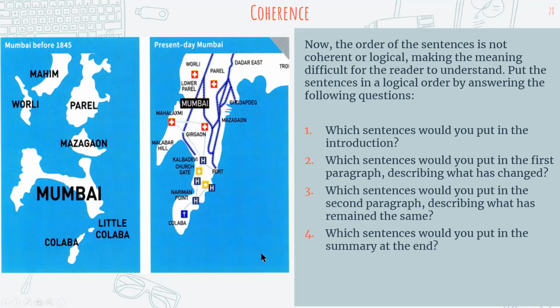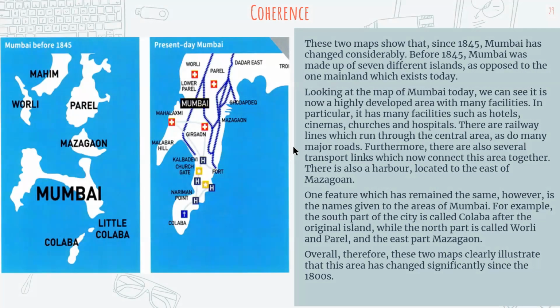Okay, so now let's look at the whole thing. This is the report organized. Okay, these two maps show that since 1845, Mumbai has changed considerably.